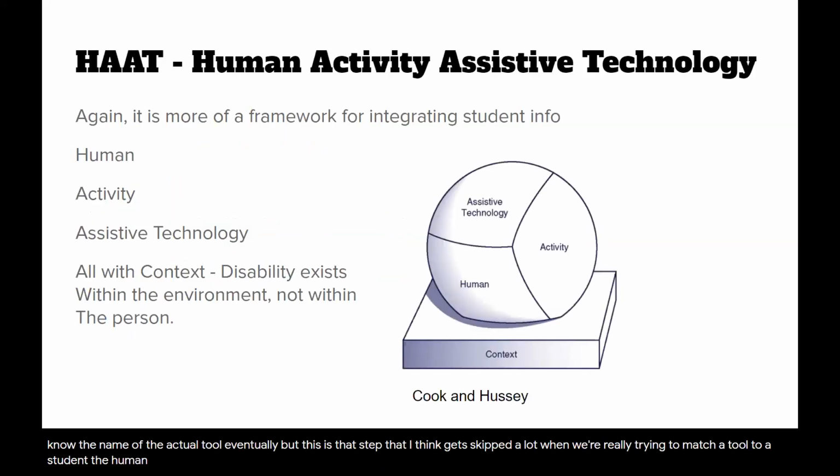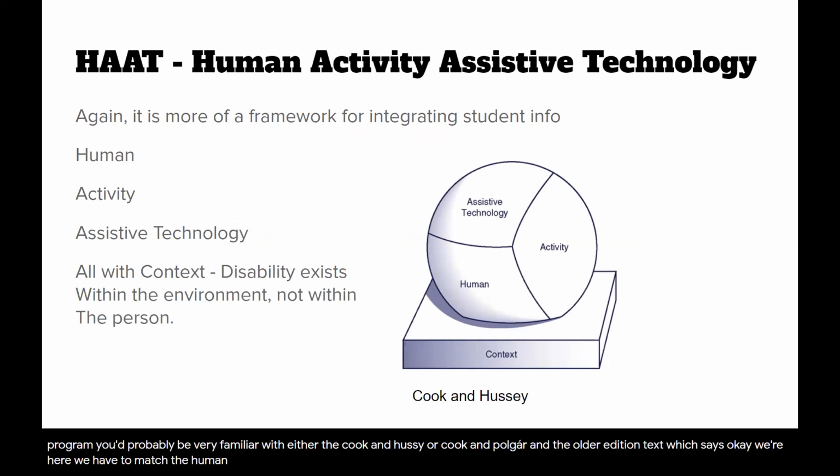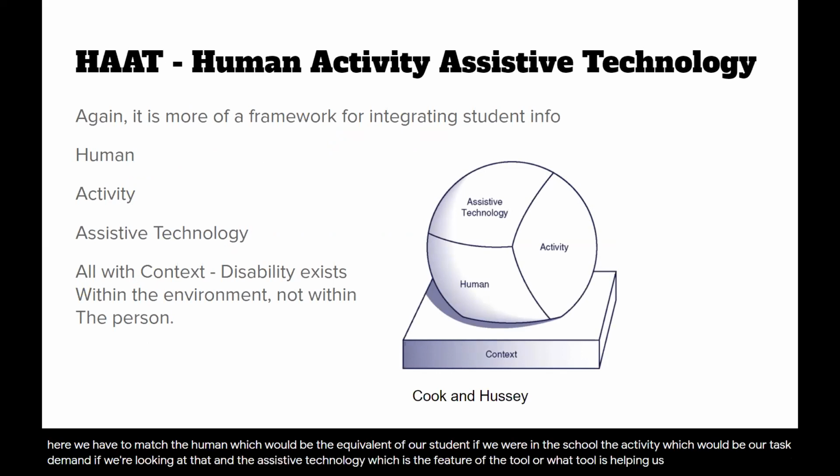The Human Activity Assistive Technology model, this is more of a medical model. If you are in an assistive technology certificate program, you'd probably be very familiar with either the Cook and Hussey or Cook and Polgar in the older edition text, which says, okay, we have to match the human, which would be the equivalent of our student if we were in the school, the activity, which would be our task demand, and the assistive technology, which is the feature of the tool or what tool is helping a student to access.